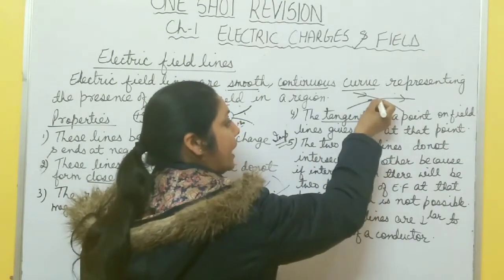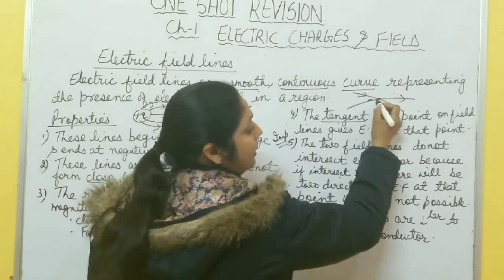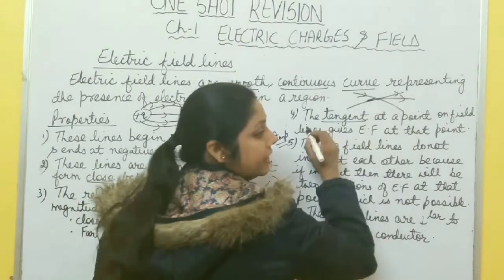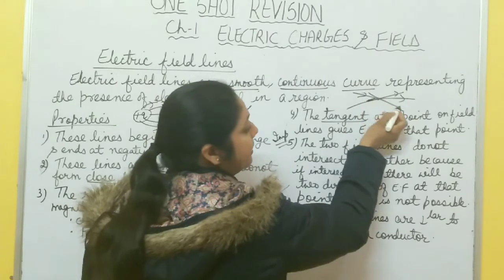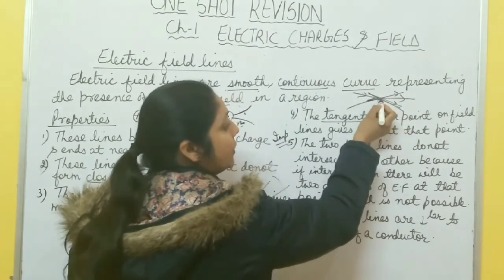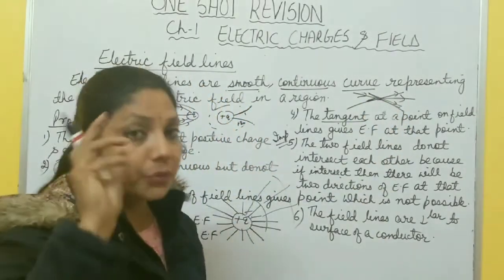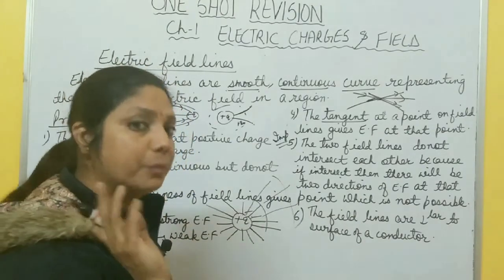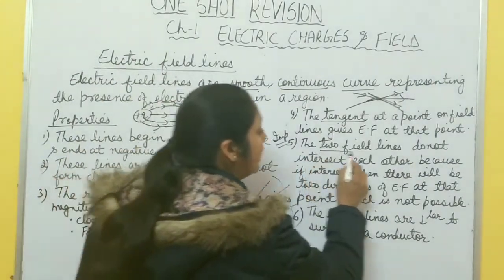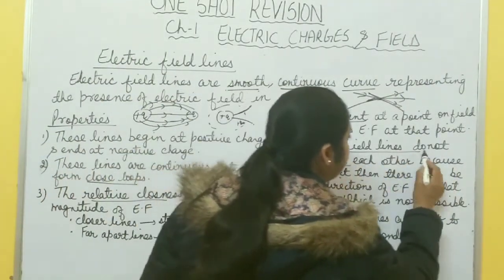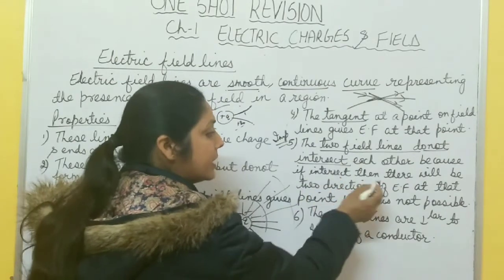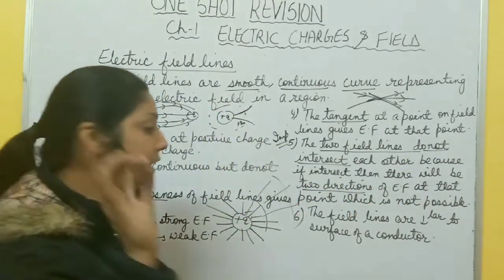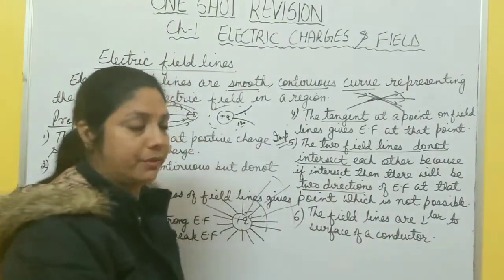Now what happens at the point of intersection? This field line gives the direction of electric field in this direction, draw tangent, and this field line gives the direction of electric field in this direction. So at the point of intersection, two tangents are drawn. It means two directions of electric field, which is not possible. So the two field lines do not intersect each other, because if they intersect, then there will be two directions of electric field at the point of intersection, which is not possible, right?